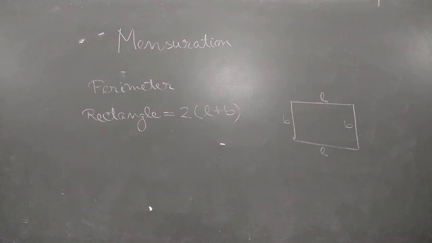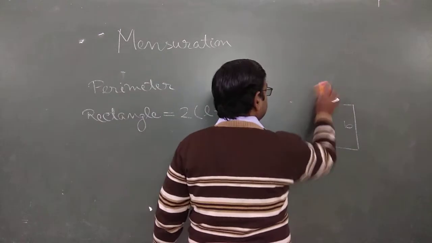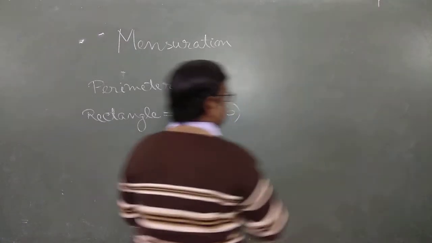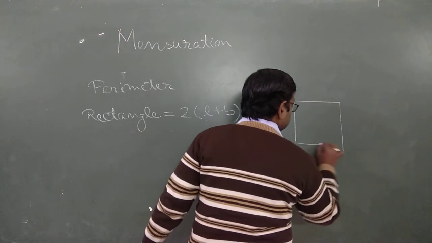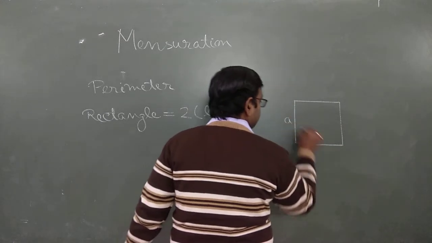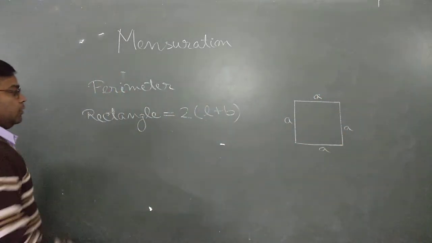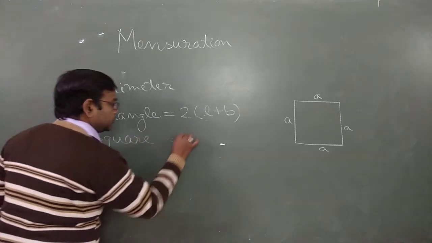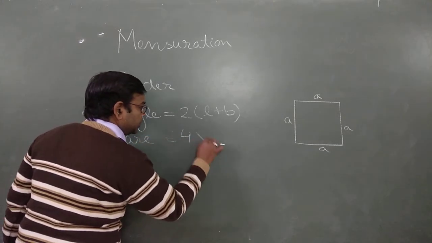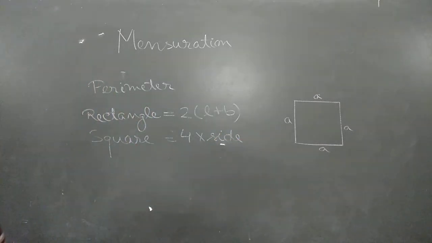Now our new part is the square. As we know, in a square all sides are equal. This is the picture of a square. Here all sides are equal. We can say A. So the sum of all sides is 4A. So in case of a square, perimeter of a square equals 4A or 4 into side, because we know that all sides are equal to each other. Clear? 4 into side.